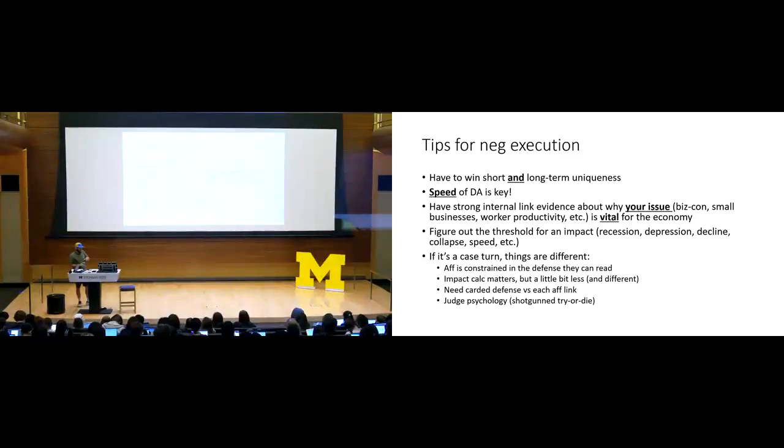Final thing related to execution. There's a little bit of judge psychology at play here. My guess is that if the affirmative reads an econ advantage, judges are more likely to believe the claim that the economy is going to decline in the status quo. If they don't read an econ advantage, and the 1NC is the first one to talk about the economy, and the 2AC reads all the same cards that would have been read on their advantage, I still think that the judge would think that the economy is not going to decline in the status quo.